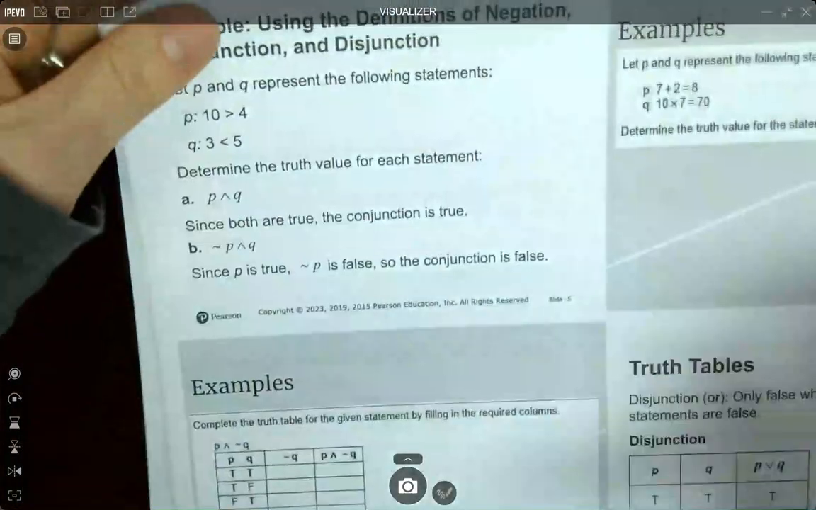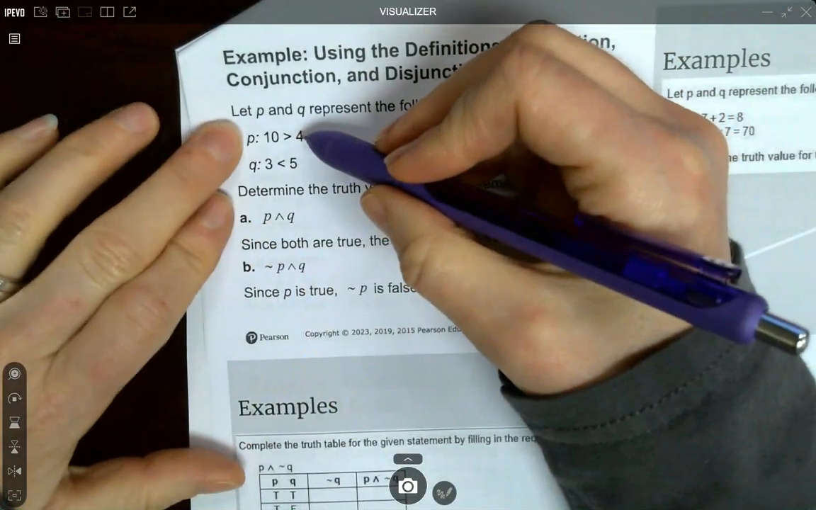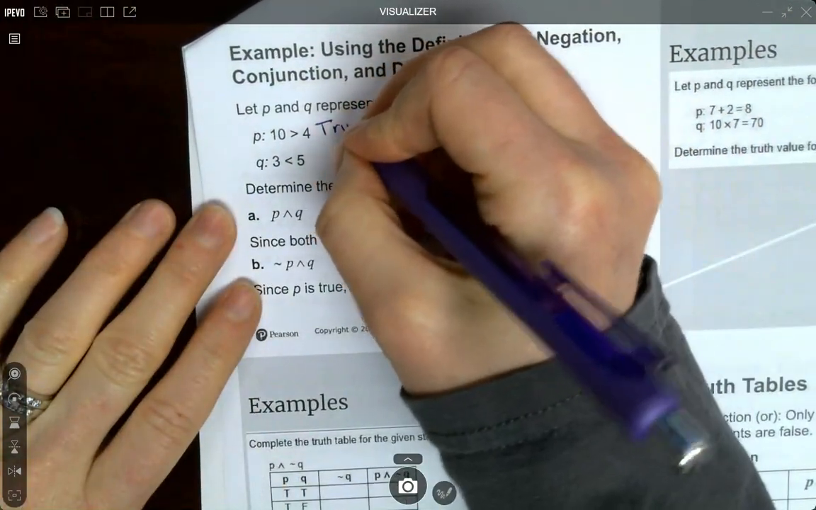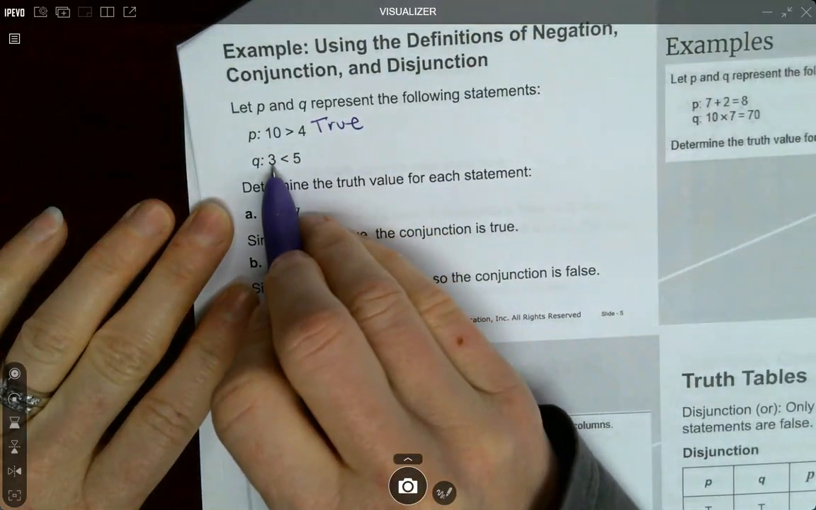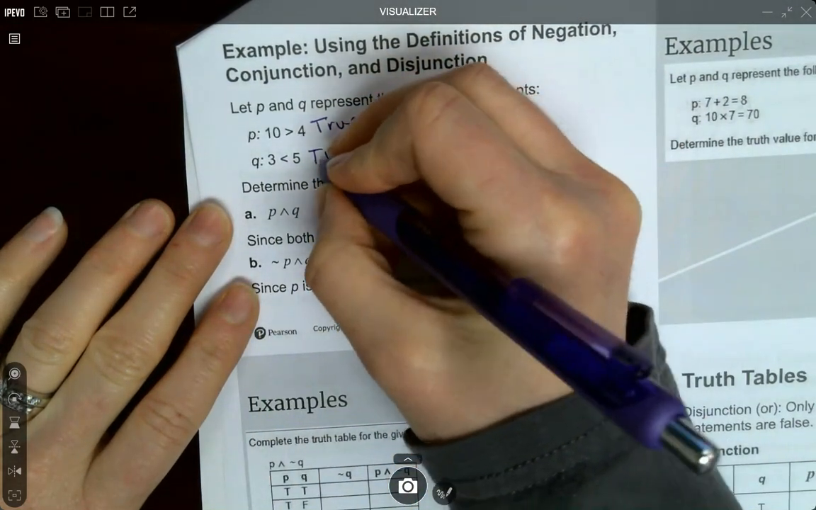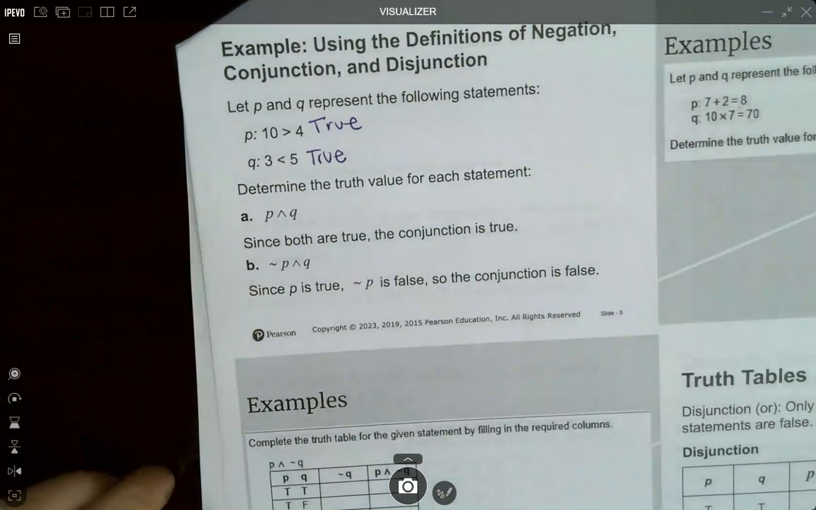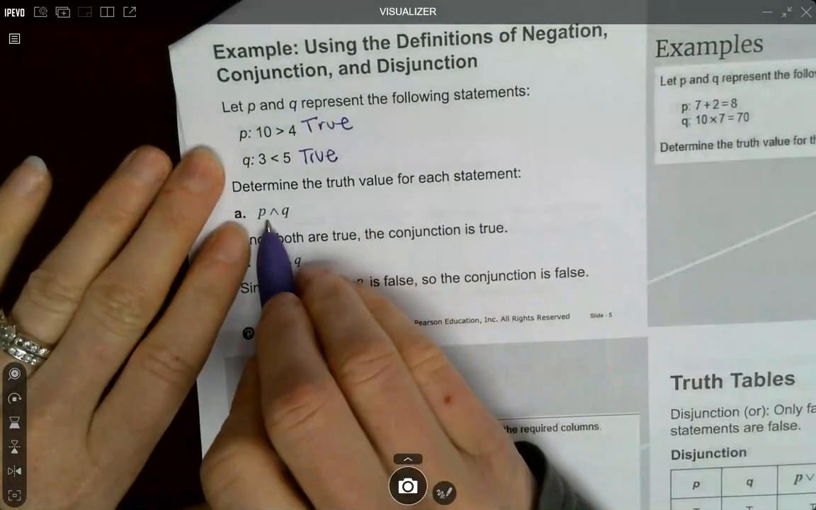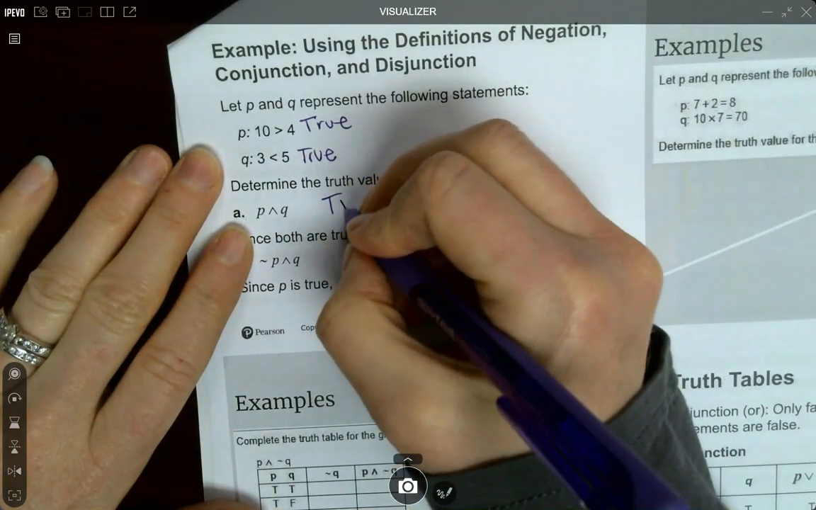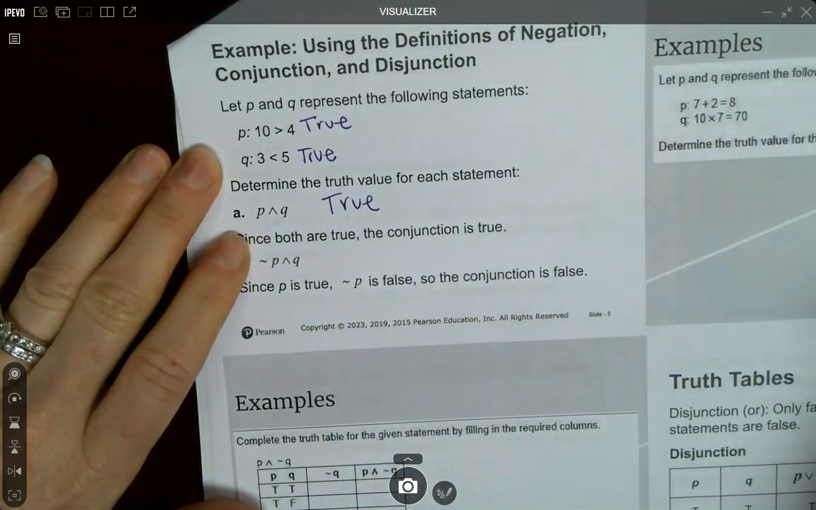Let's look at some specific statements. We have that P is 10 is greater than 4. That is true. Q statement, 3 is less than 5. That is true. Determine the truth value for each statement. So P and Q. They're both true, so this is true. Since both are true, the conjunction is true.